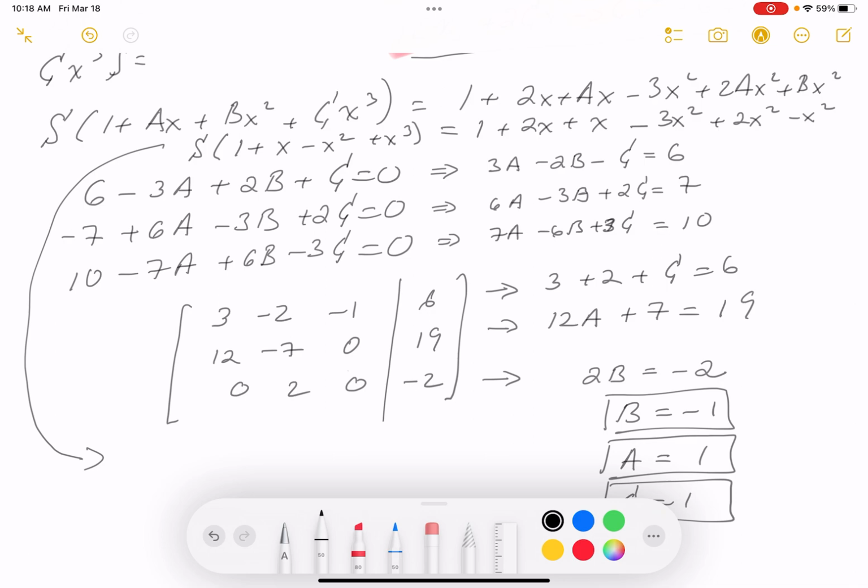I'm going to take this and write it down over here. So S, well, the bottom is 1 plus x minus x squared plus x cubed. What goes on top? Well, let's write it down. 1 plus 3x, and then you're going to get what? Minus 2x squared, right?